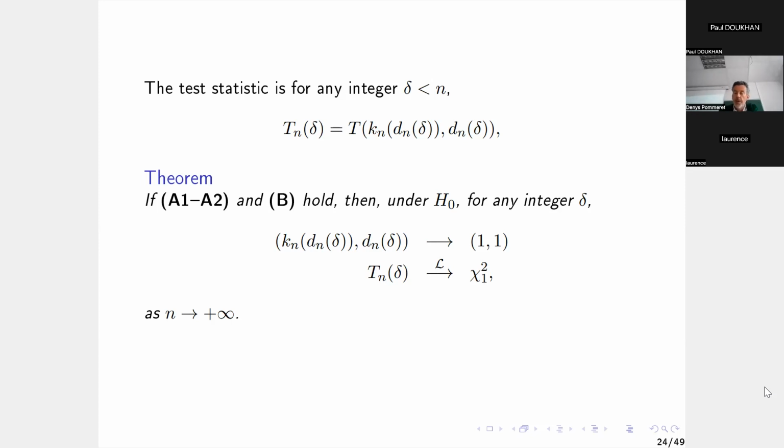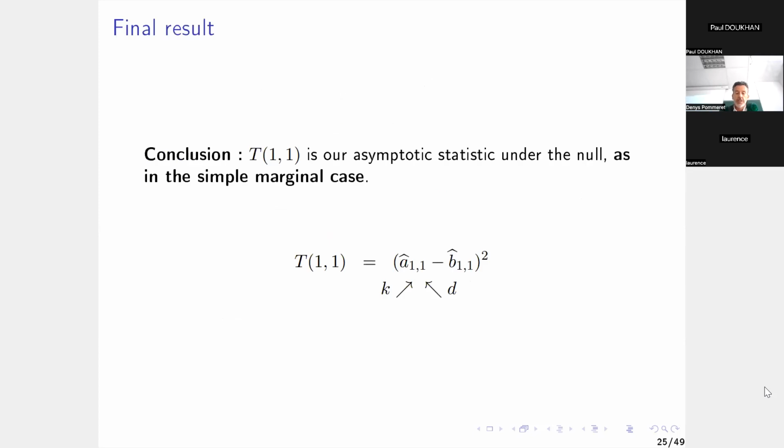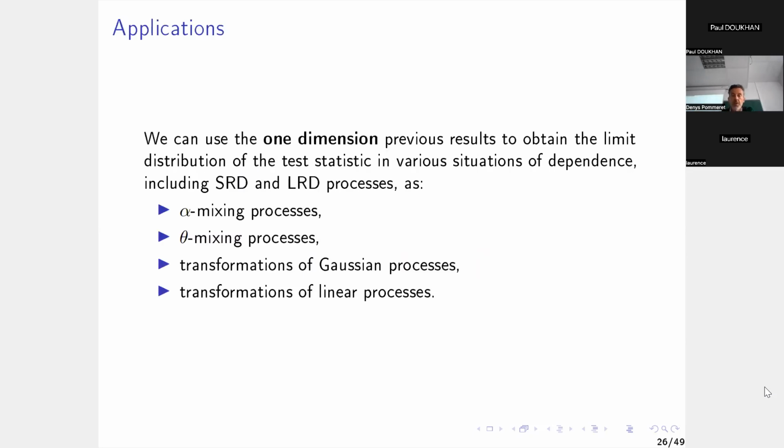So that is a way to extend the marginal comparison to the whole distribution comparison. In conclusion, the final statistic is asymptotically equal to this one, which is just a comparison of the first coefficients. In this case you have a chi-square distribution, and in application, you can compare alpha mixing processes, theta mixing processes, and transformations of linear processes. That's what we have done in our papers.